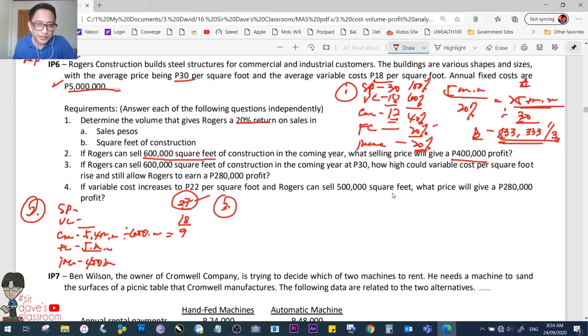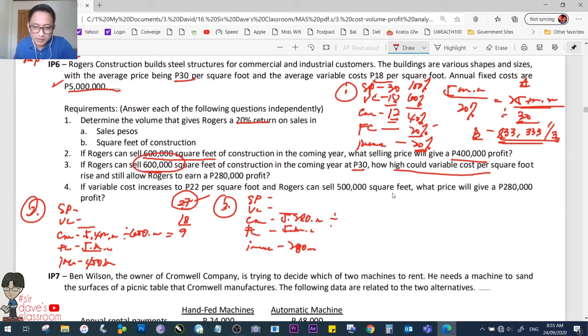Number 3, if Rogers can sell 600,000 square feet of construction in the coming year at 30 pesos, how high could variable cost per unit rise and still allow the company to earn 280,000 profit? Di madali lang. Ano kaya kinahirap niyan? Wala. Practice lang. Alright? Fixed cost, income. Ilang gusto? 280,000. Ilan ang fixed cost? 5 million. Contribution margin, 5,280,000. Divided by 600 na naman ang sinabi. So, 600,000 is equal to 8.80.